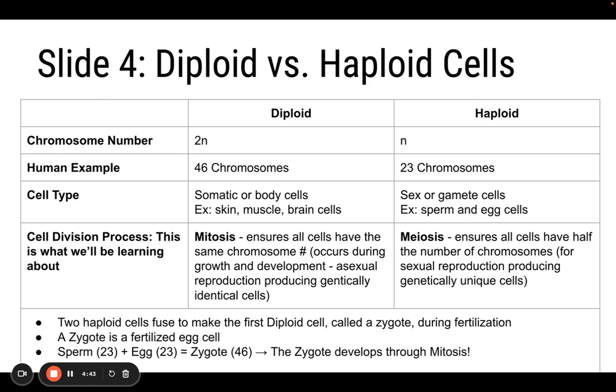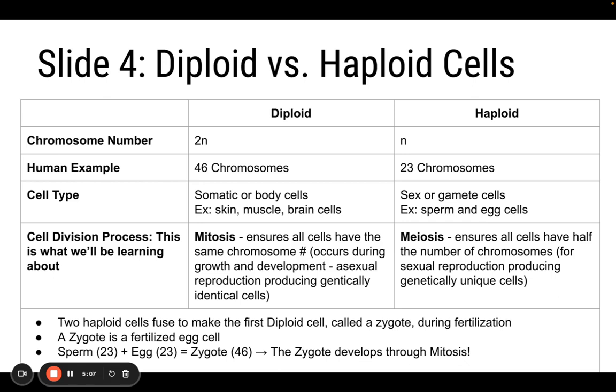I've spent some time talking about haploid and diploid, and this will be explored and reviewed again in the future. But I just wanted to give you a graphic to show you the significance of what these cells are. So diploid cells have double the chromosome number. In the human example, our diploid cells all have 46 chromosomes, where our haploid cells will have 23.